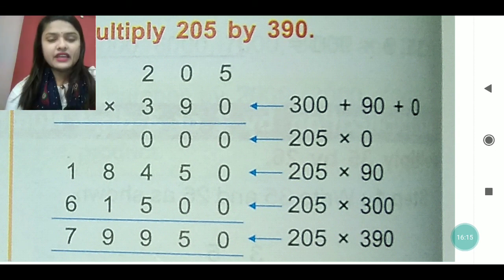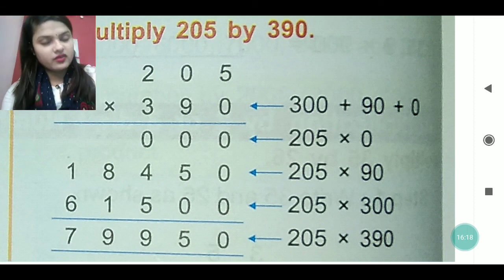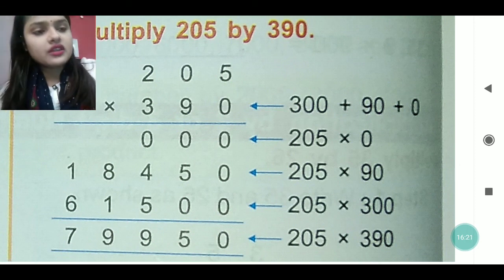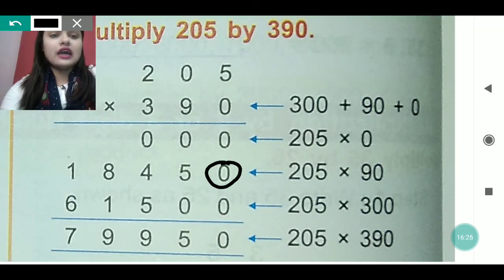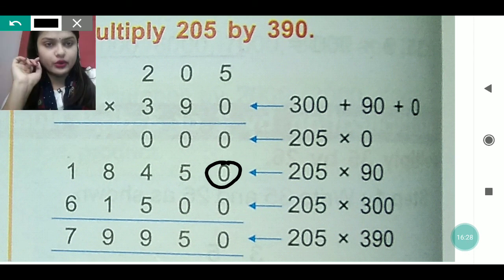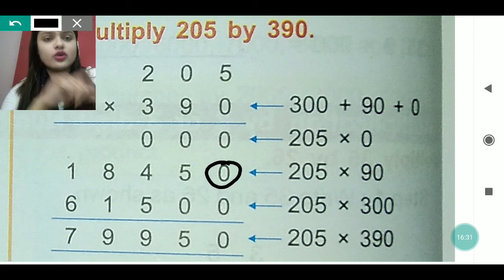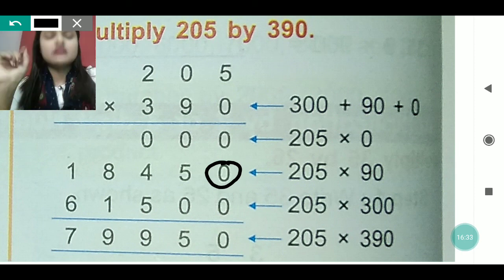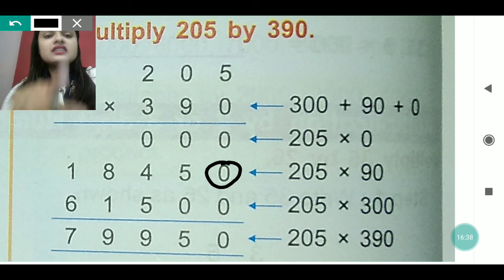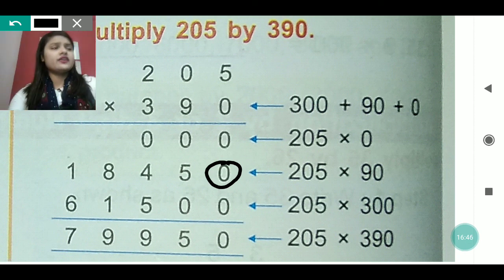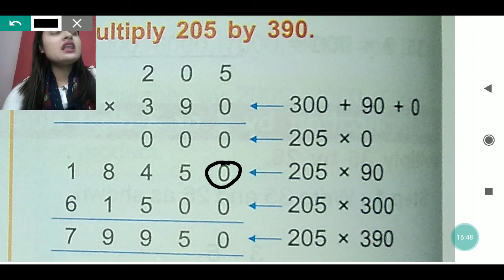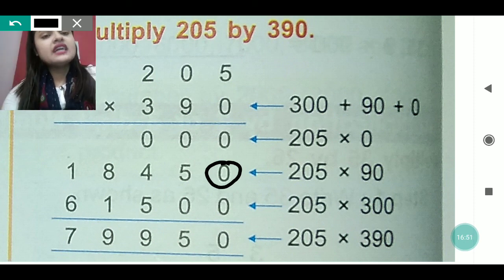Now the next place. Before starting to multiply the next place, the first thing we have to do is put a 0 at the first place. Now we multiply 9 into all three digits: 9 into 5, 9 into 0, 9 into 2. When we multiply 205 with 9, we get the product 1845.